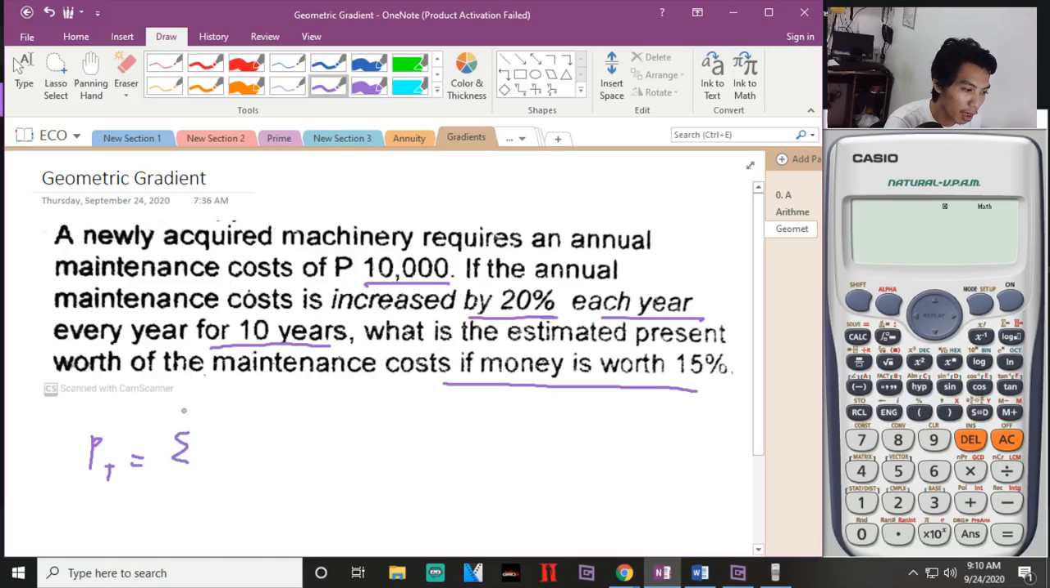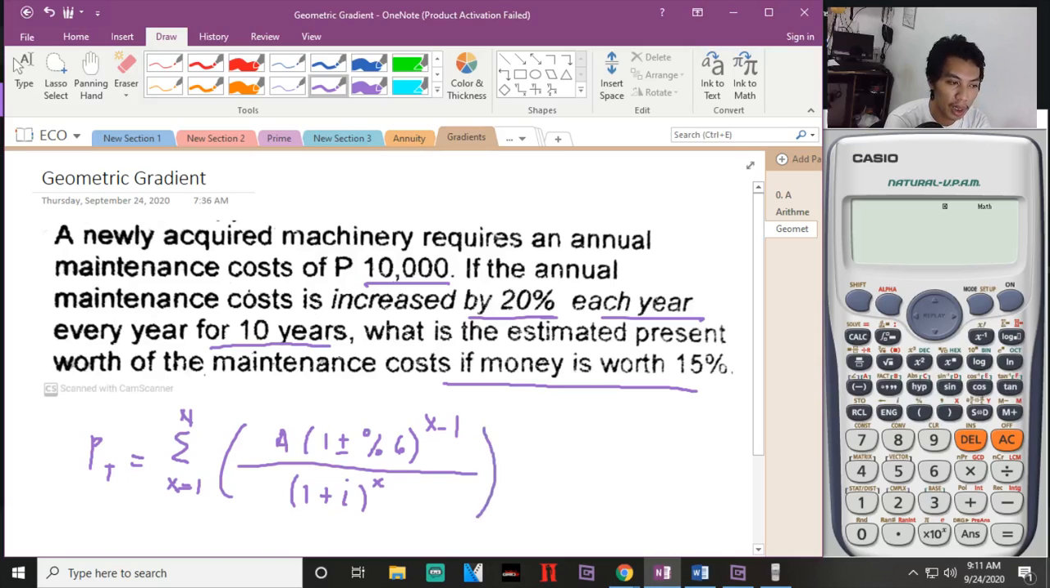So, ganyan, sigma x equal to 1 to N, yung iyong A multiplied by A, 1 plus minus nung percentage ng gradient raised to x minus 1, over 1 plus yung given na common rate raised to x. Okay. Hanapin natin si present worth. So, go to your calculator, shift.